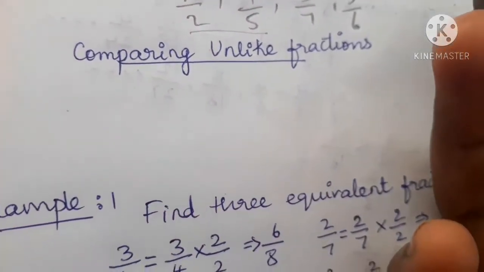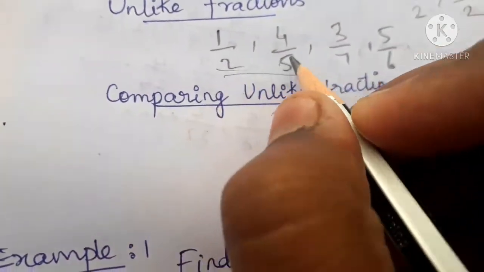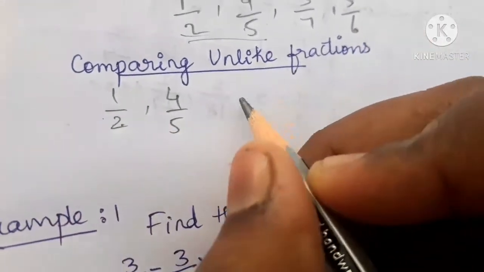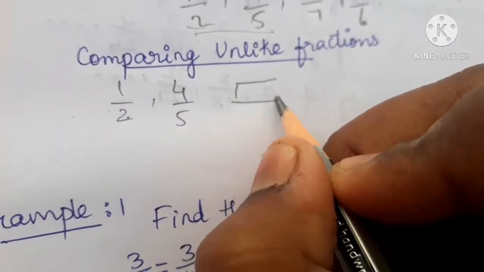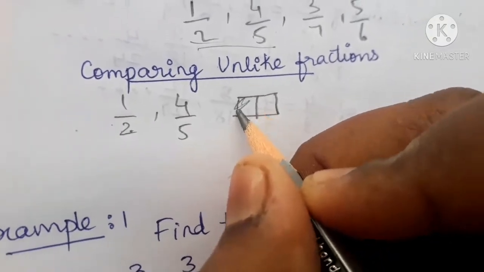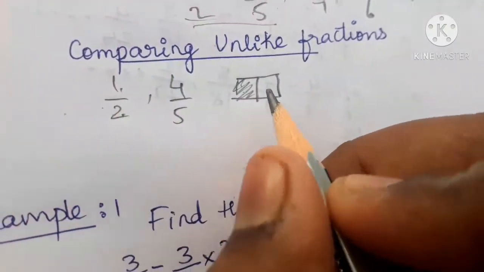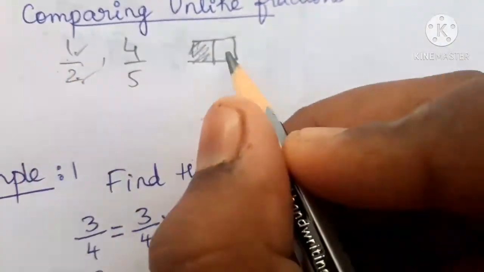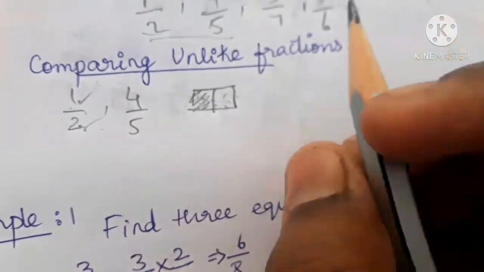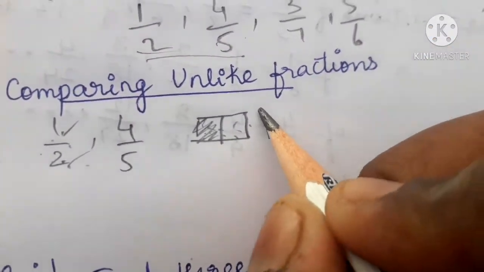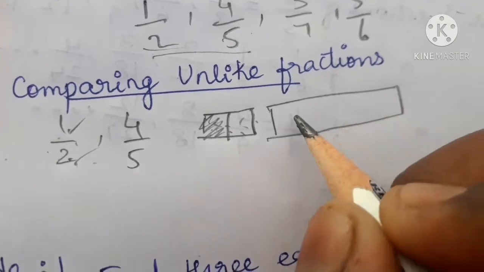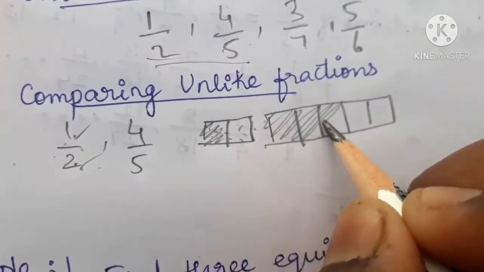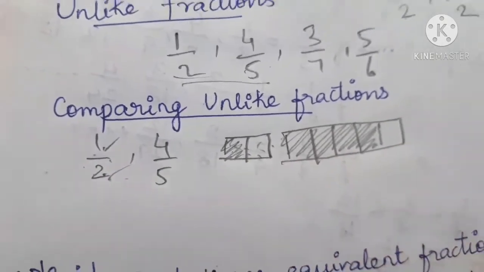How to compare unlike fractions, I'll tell you. Let us take the same example, 1 by 2 and 4 by 5. So this will be represented in the diagram as, if this is a chocolate, then it will be shaded half, because this is one part out of two parts. This is a small part and this is the whole. Then 4 by 5 will be nothing but, out of 5 parts, 4 will be shaded, which is called 4 by 5.